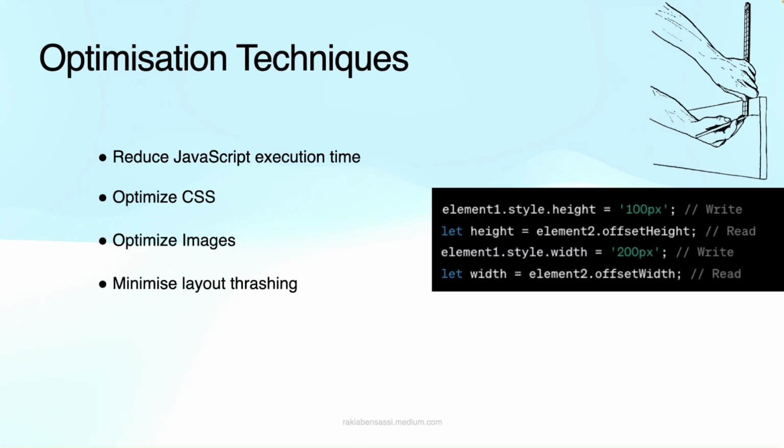In the following example, the browser will need to recalculate layout after each write operation because the next read operation might be affected by the previous write. And this can lead to poor rendering, as I have mentioned, choppy animations, and a laggy user experience.